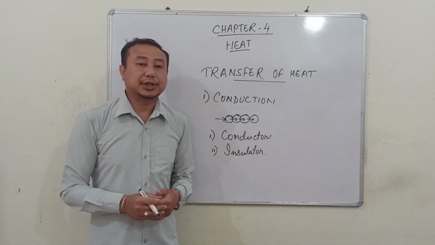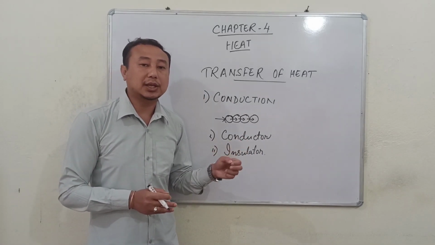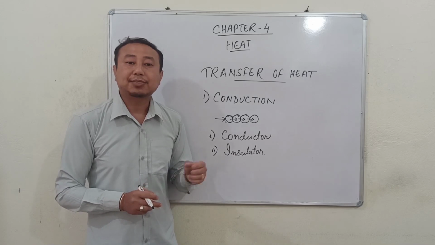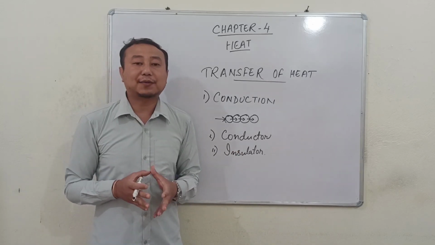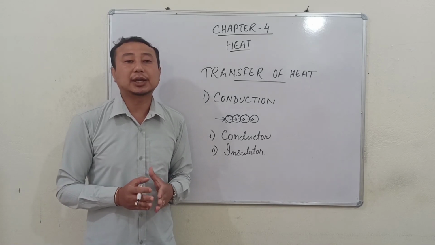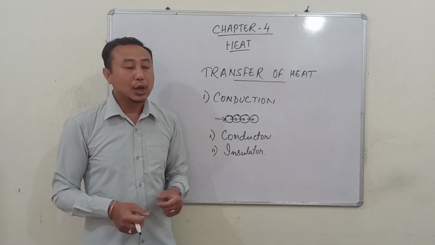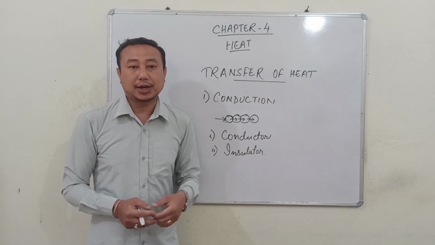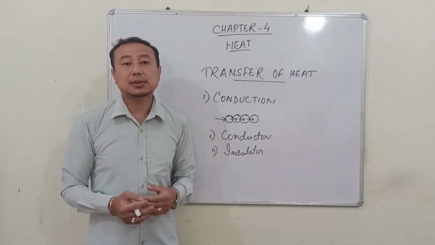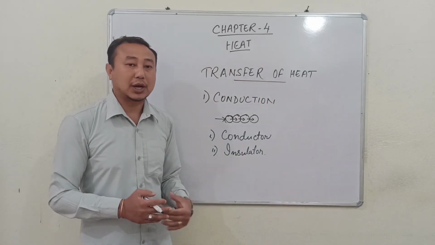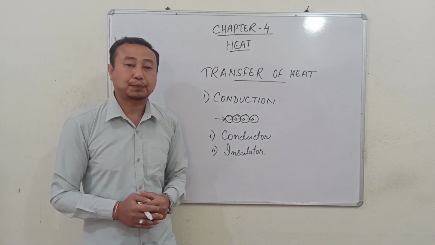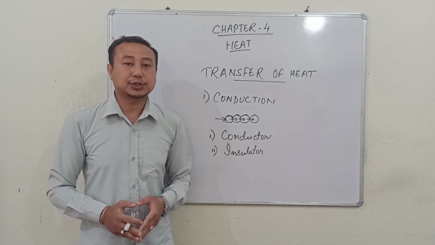Conductors are the substances which allow the passage of the heat energy through them. That means they can conduct the heat energy. While that of the insulator are the type of substance which doesn't allow the heat energy to flow through them. One example of conductor is iron, while that of the insulator is plastic. So this is about the first process of transferring of heat energy, that is conduction. Now let's come to the second process.